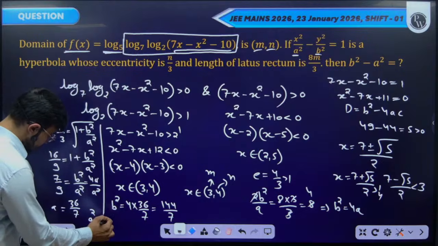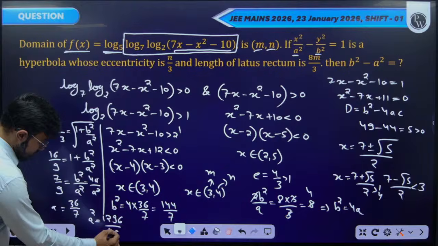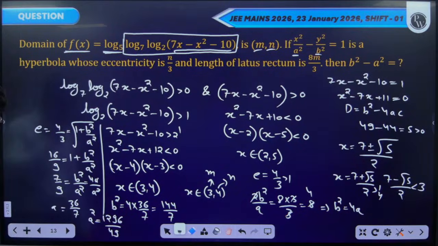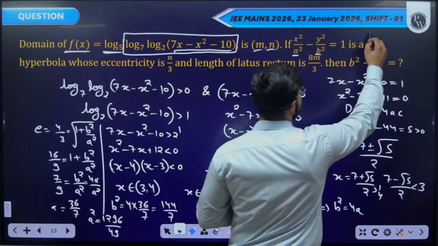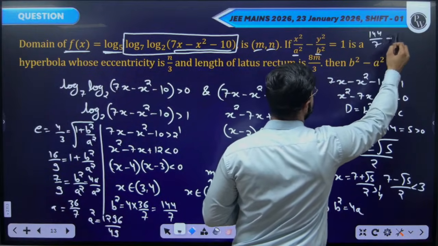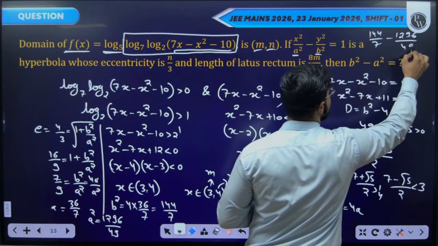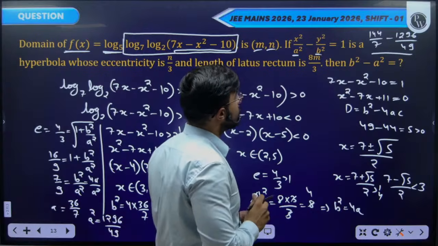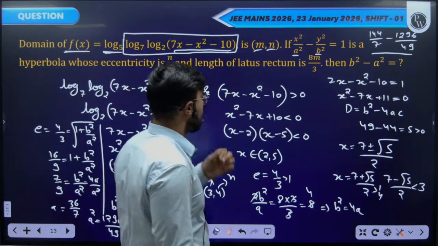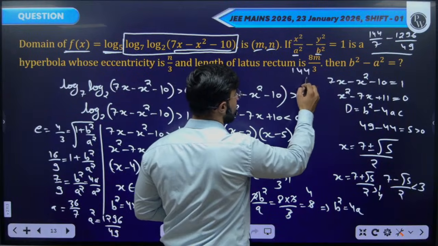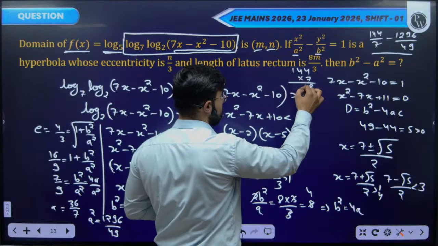That is 36 square. 36 square is 1296 upon 49. So this value we have to simplify. So 144 by 7 minus 1296 by 49. To simplify it, so 144 into 7. Is this greater than 1296? 144 by 7.